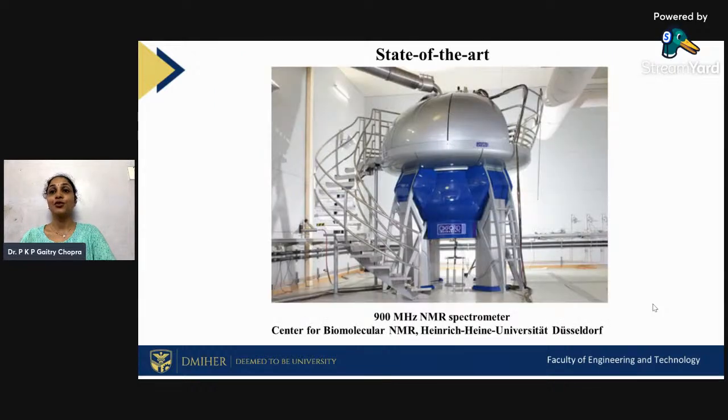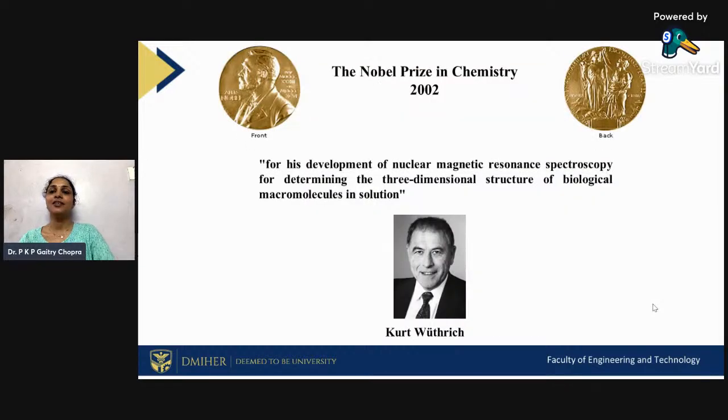Next. So this is the state of the art. From where have we come? From the 30 megahertz NMR spectrometer, we have now come to a 900 megahertz spectrometer with very good high resolution, and it becomes very easy to elucidate the structures of organic molecules with the help of this technology.